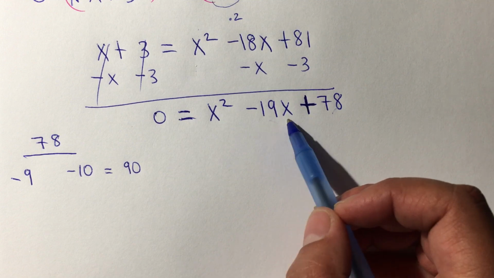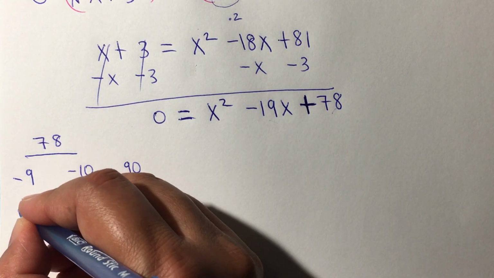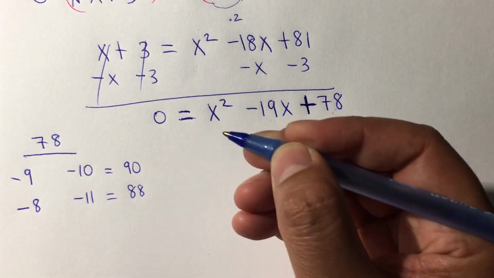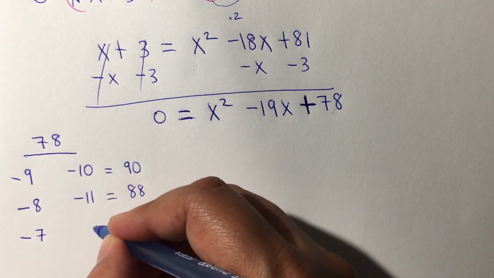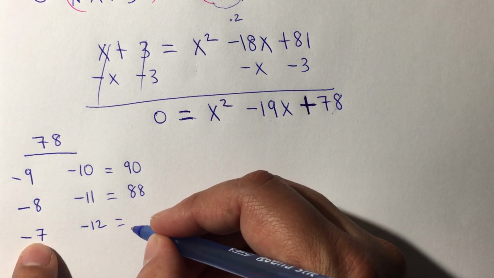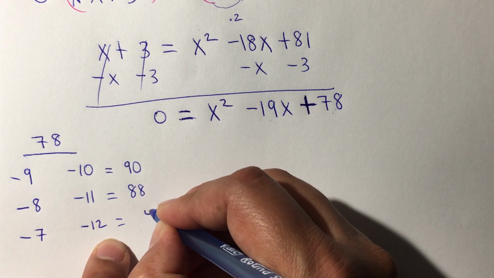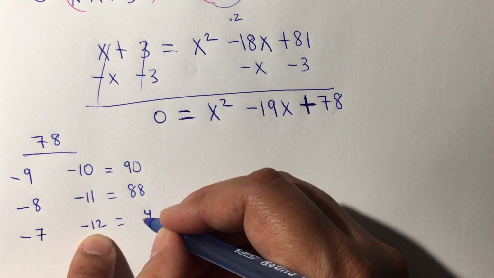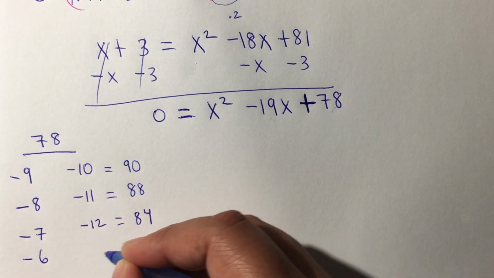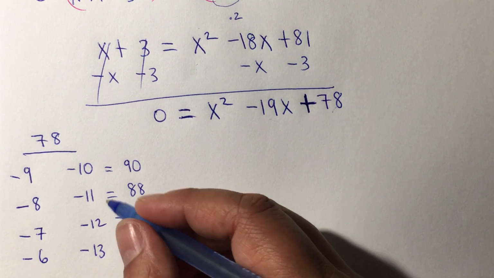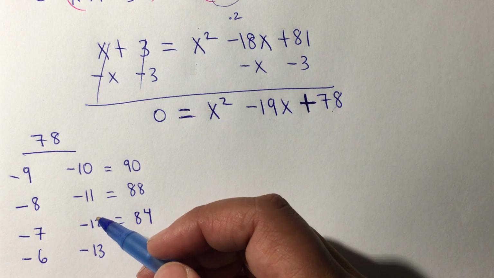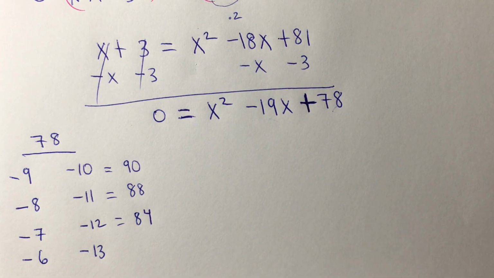And what are the other ones that add up to -19? Well, what about -8 and -11? That's +88. So no. -7 and -12. That's 7 times 2 is 14, carry 1. 7 times 1 is 7 and 1 is 8. No, but we're getting closer. Let's see if we can find it. -6 and -13. So all I'm doing is subtracting 1 from here and adding 1 in here, but in the negatives, okay?